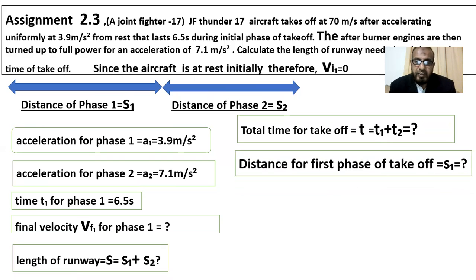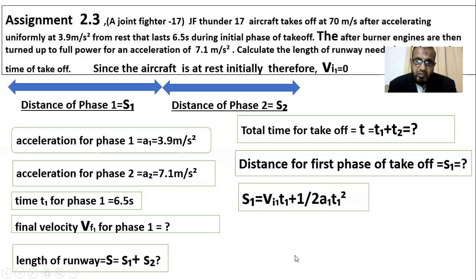First of all, we will find the distance for the first phase of takeoff, that is S1. We will consider the equation S1 is equal to Vi1 T1 plus 1 by 2 A1 T1 square. We know that initially the aircraft was at rest and its velocity Vi1 is 0. So Vi1 will be replaced by 0. And T1 is the time taken by the aircraft for the first phase, and its value is 6.5 seconds.